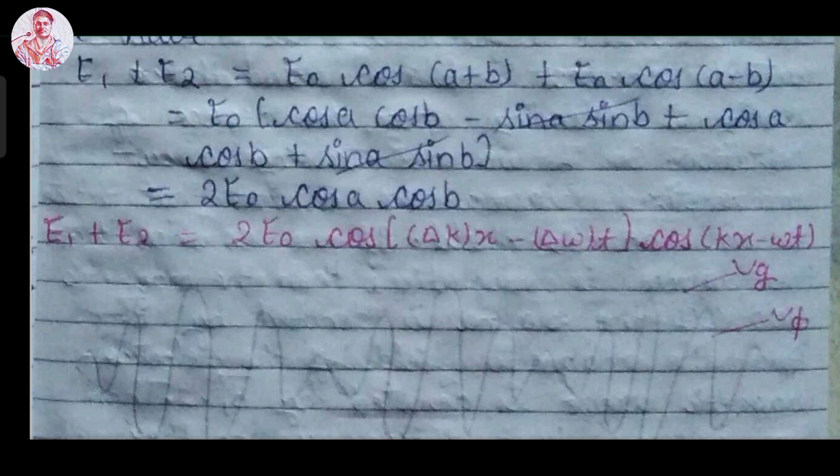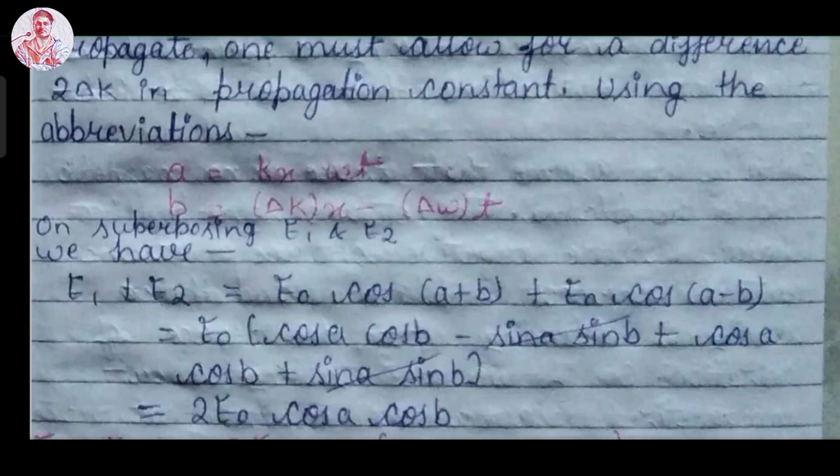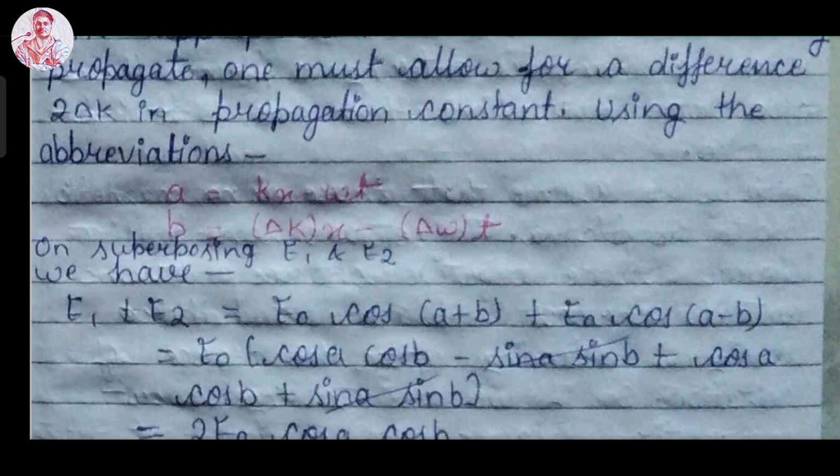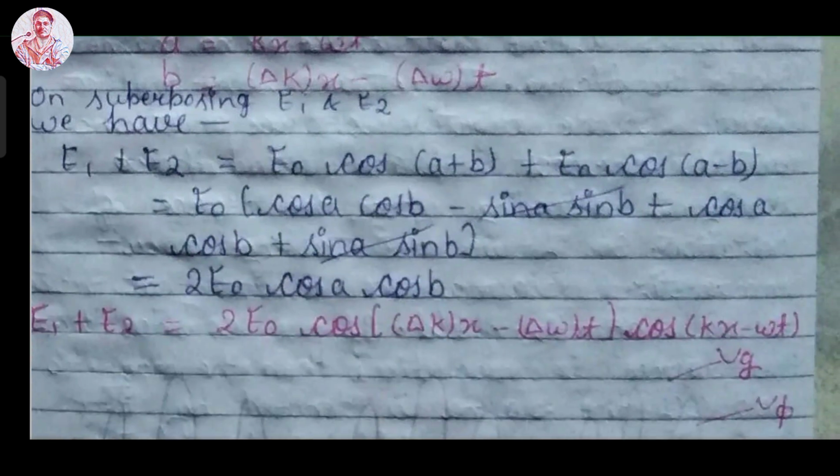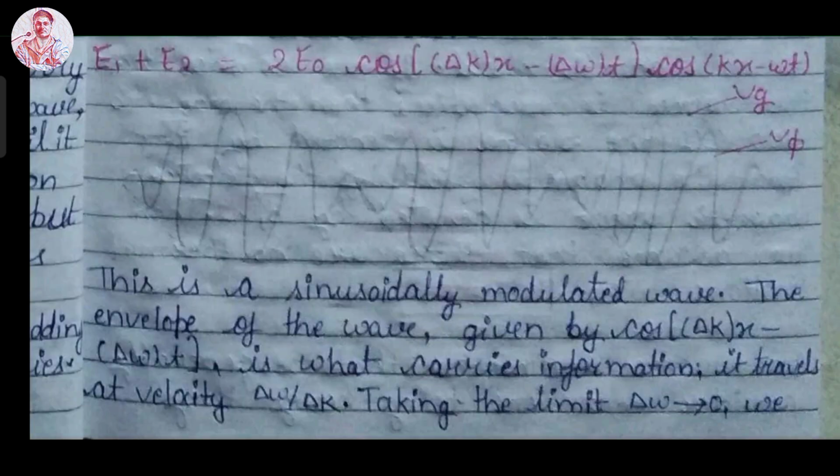Then the resultant equation E = E1 + E2 is equal to 2E0 cos(Δkx − Δωt) cos(kx − ωt). Here we have substituted the values of a and b. As we have earlier assumed, a is kx − ωt and b is Δkx − Δωt. The resultant wave can be shown in the figure, where Vg is the group velocity and Vp is the phase velocity. This is the modulated wave.